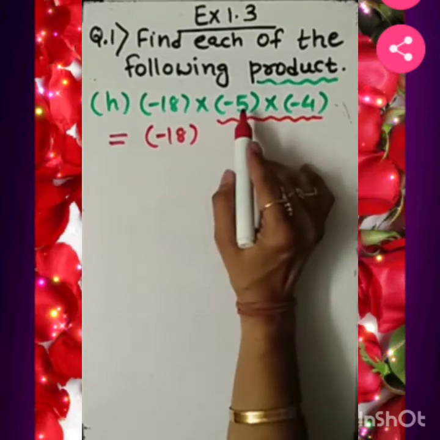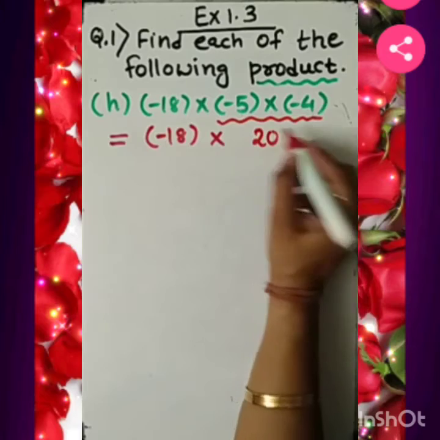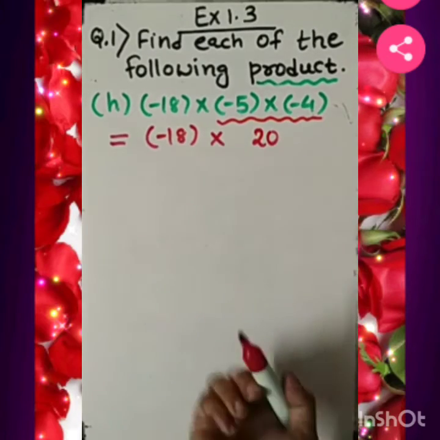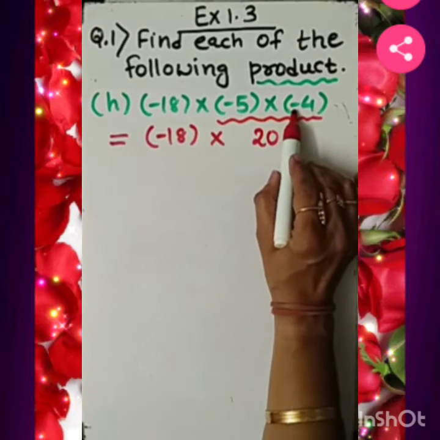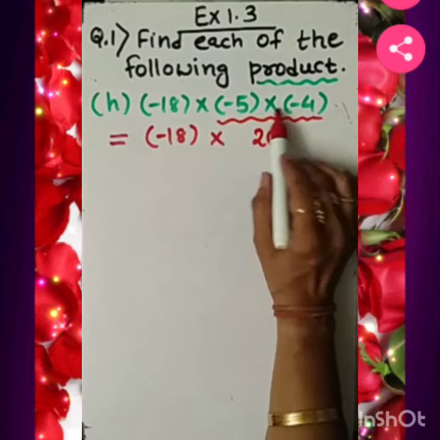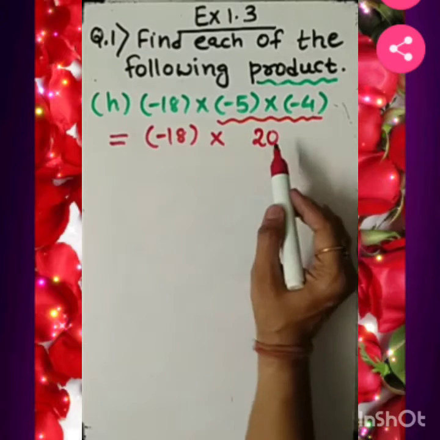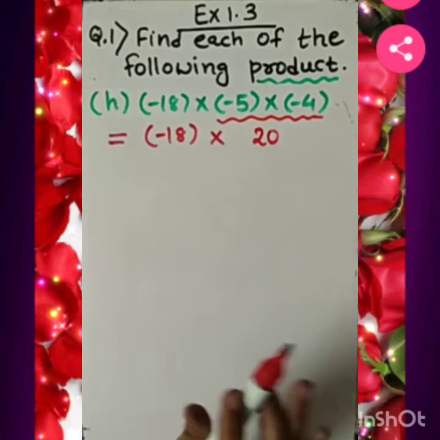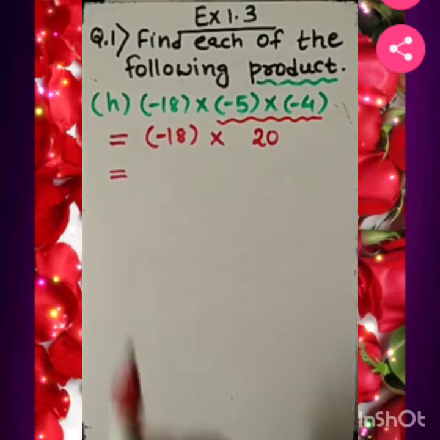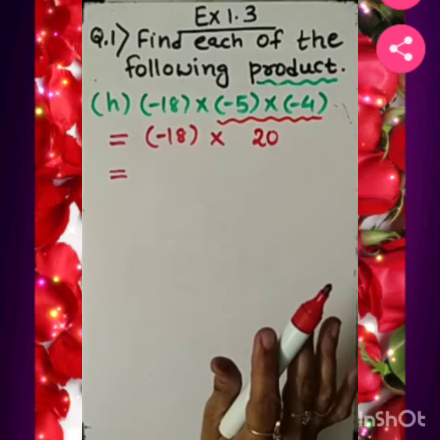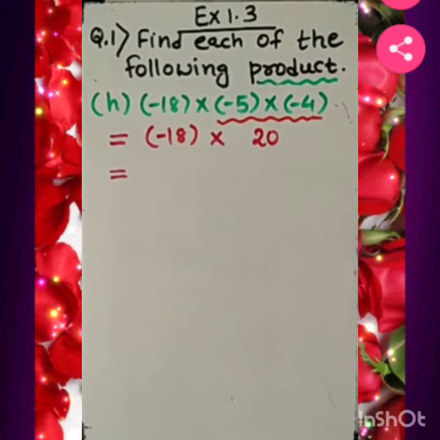Fine. 5 4s are, of course you will say 20. 5 4s are 20. Now what about the sign? Think about the sign. Because of two negatives while multiplying, this will become positive. So we are not mentioning plus here. This number itself is a positive number. Okay. Now think about these two numbers. 18 into 20. Okay. For a while forget the minus sign. 18 into 20. How to multiply?